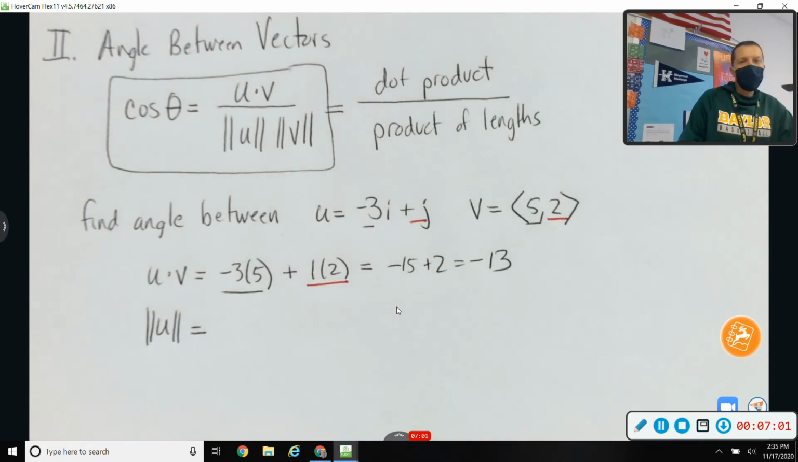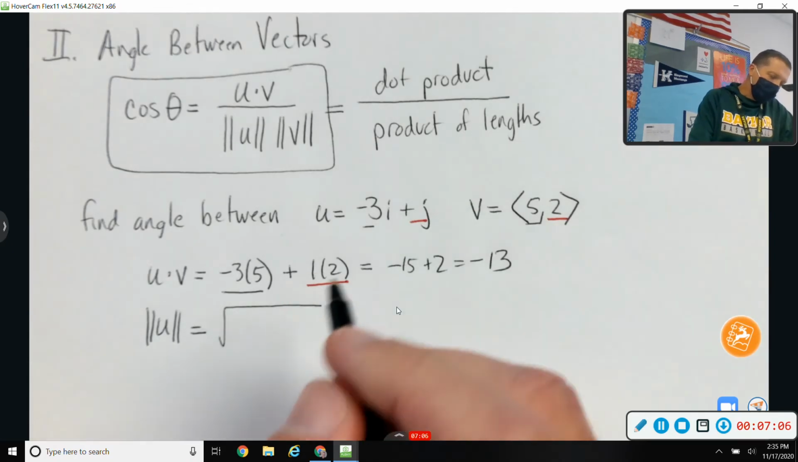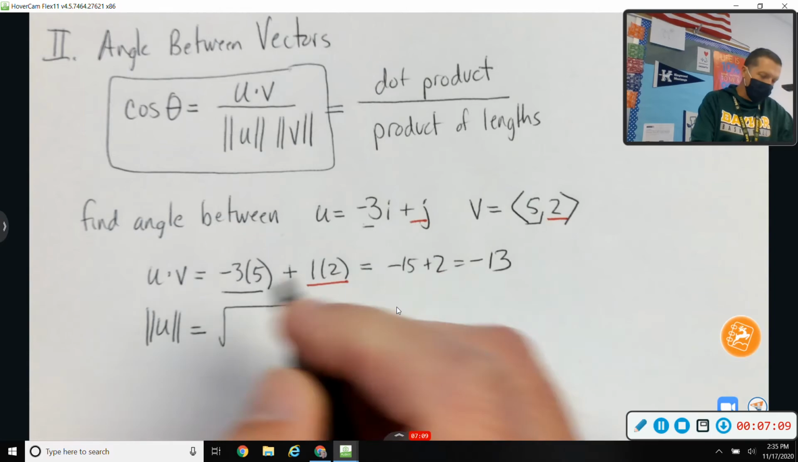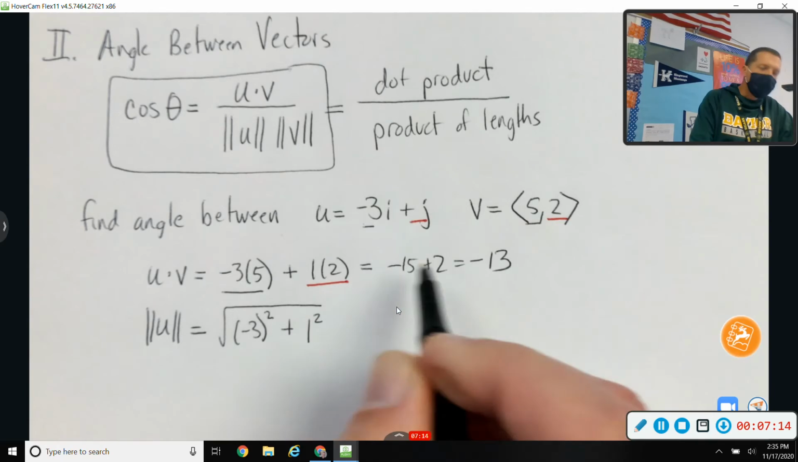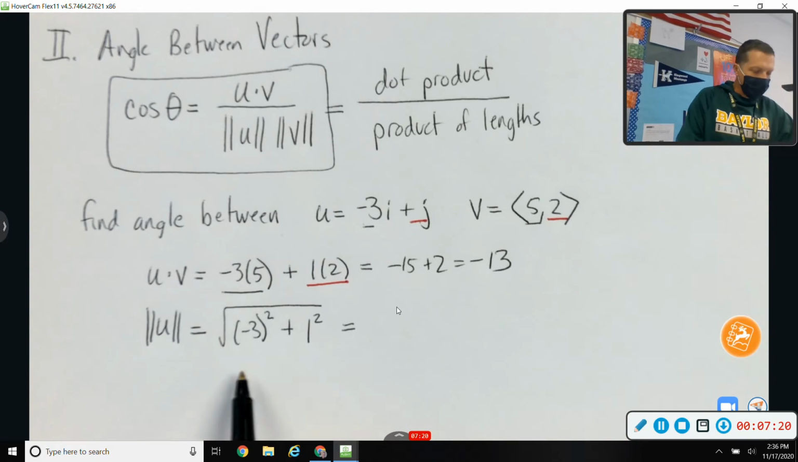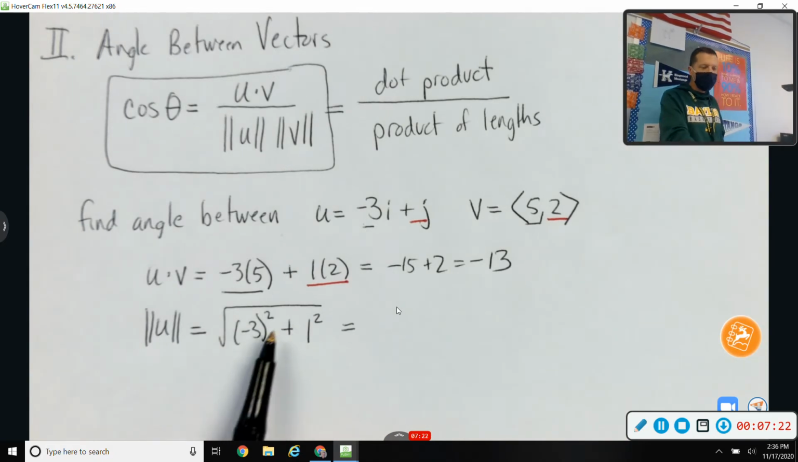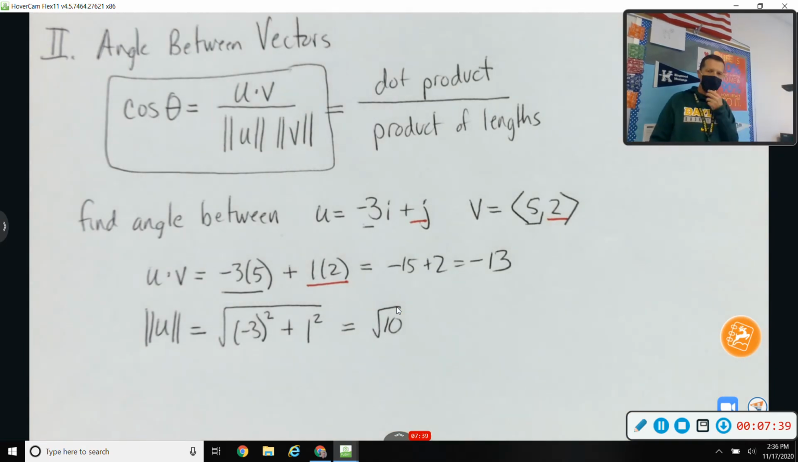The length of u would be the square root of a squared plus b squared for u. Again with the negative, so please be careful. Coefficient of j is 1, not 0. You know that. Again, here's where using your brain is probably better than using your calculator, because if you use your calculator, somebody's going to get negative 8 under the radical. If I use my brain, I know if I square negative 3, I get 9, plus 1 is 10. So square root of 10.